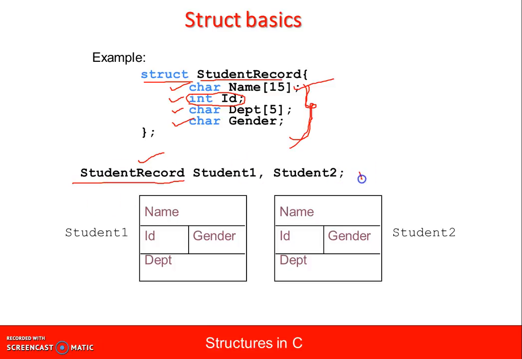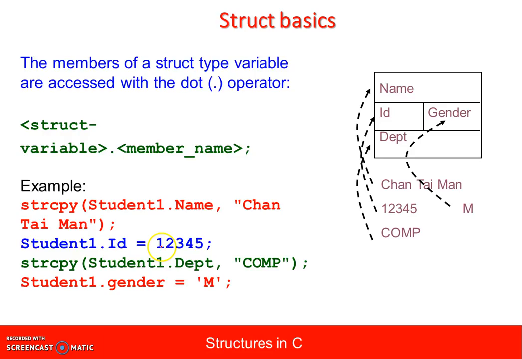So in this particular statement, we are declaring student1 and student2 variables. They are going to store 23 locations for student1 and 23 locations for student2, with name, ID, gender and department. Now how are we going to access these elements or members of a structure? That is with the dot operator, right?